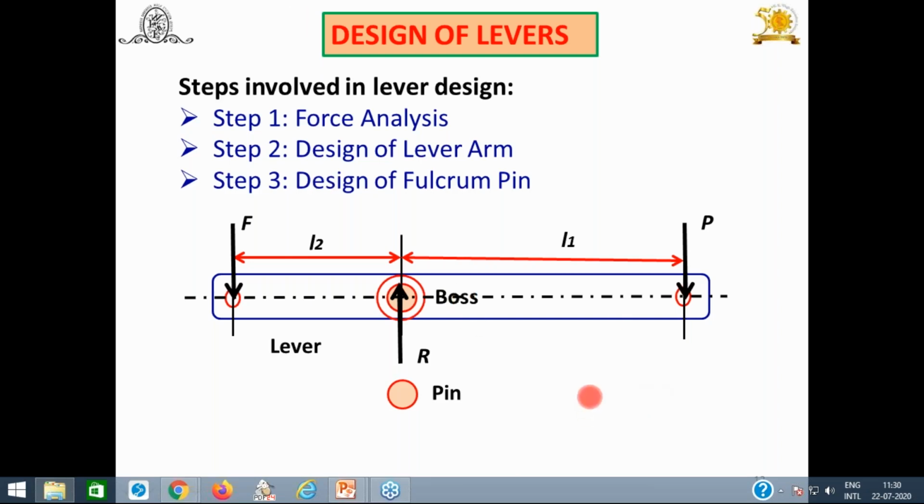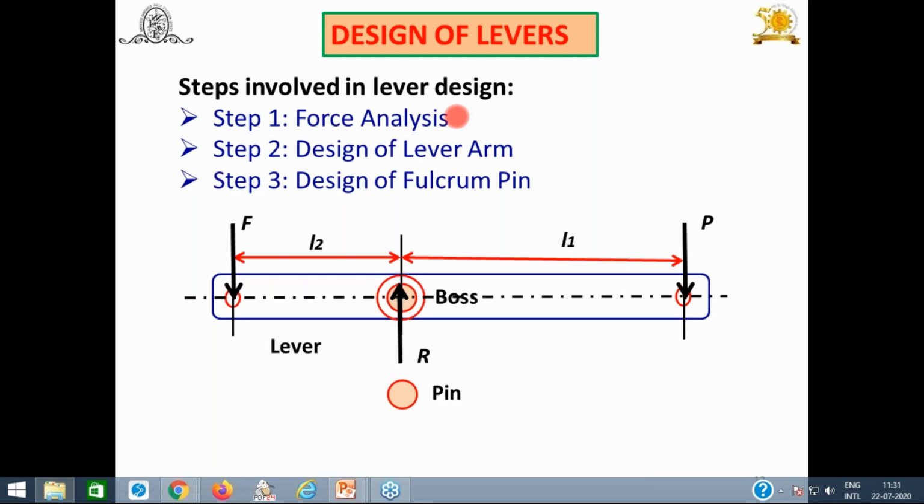Already we know the simple equations that we are going to use. When forces are acting on the lever, simple stresses are going to be induced in it. But how to carry out the design of the lever? Three simple steps are involved. While designing any lever you have to follow the standard procedure. In the first step, you have to carry out the force analysis. Why is force analysis important?